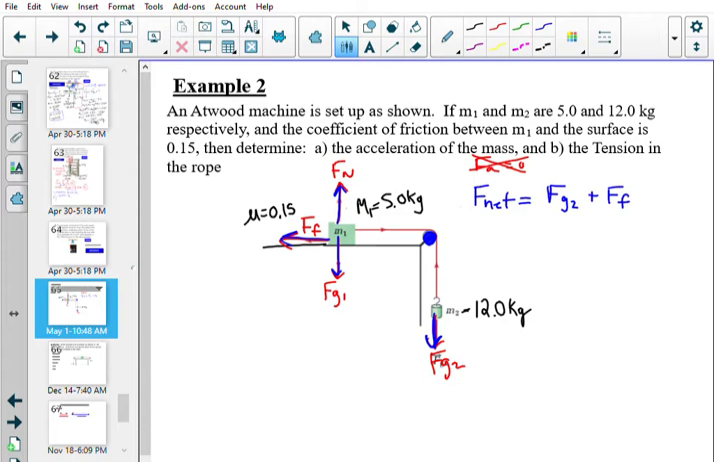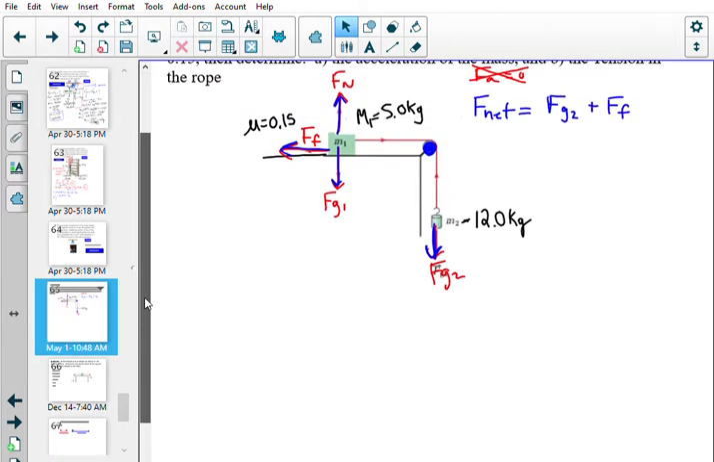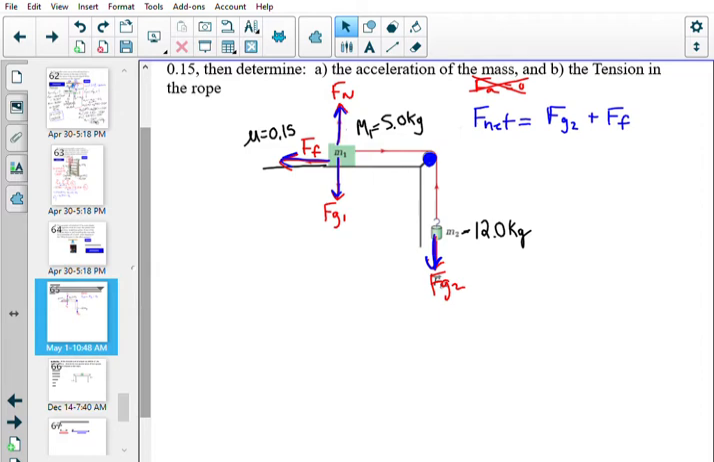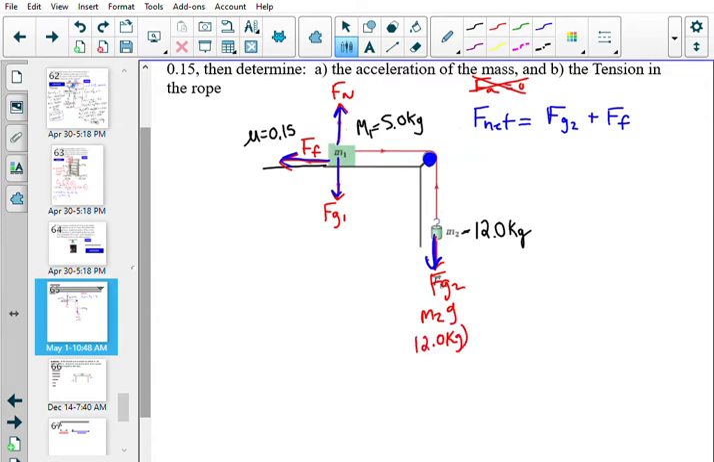So let's put in some numbers before I go plugging those in. Let's work each of these out separately. I want to keep most of the picture on here though. So FG2 is mass 2 times gravity. So this is 12 kilograms times 9.81 meters per second squared. That 12 times 9.81 comes out to 117.72 newtons. And I'll figure out the direction in a second. I just want to work all these out.